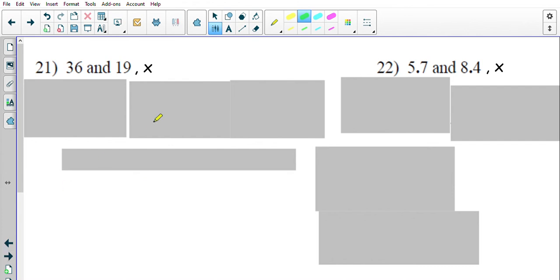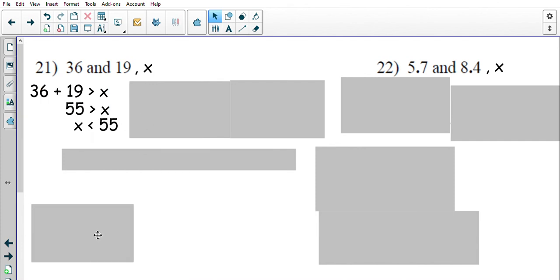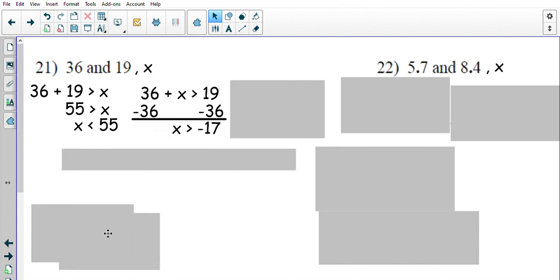All right, last two of these, numbers 21 and 22. 36 and 19 are our two side lengths. We want to find the third side length. So my first inequality is 36 plus 19 is greater than x. That gets me 55 is greater than x, or x is less than 55. So that third side has to be less than 55.